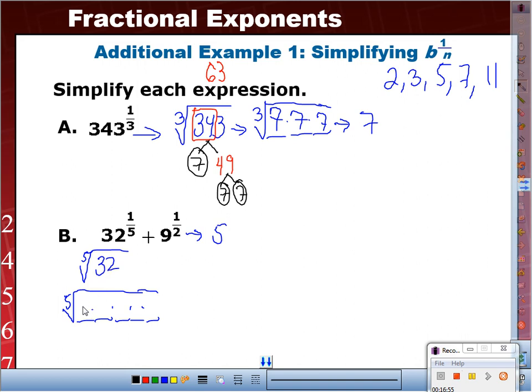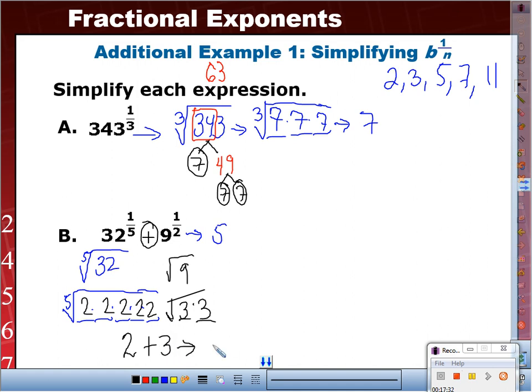Let's see, I'm going to try and do the guess and check. 1 times 1 times 1 times 1 times 1 is 1. No. 2 times 2 times 2 times 2 times 2. What is 2 times 2? 4 times 2. 8 times 2. 16 times 2. 32. Yes, it's 2, so therefore this is 2. Plus, this becomes square root of 9, which means what number times itself 2 times gives me 9. 3 times 3, therefore it's 3, so 2 plus 3, that is 5. That is correct.